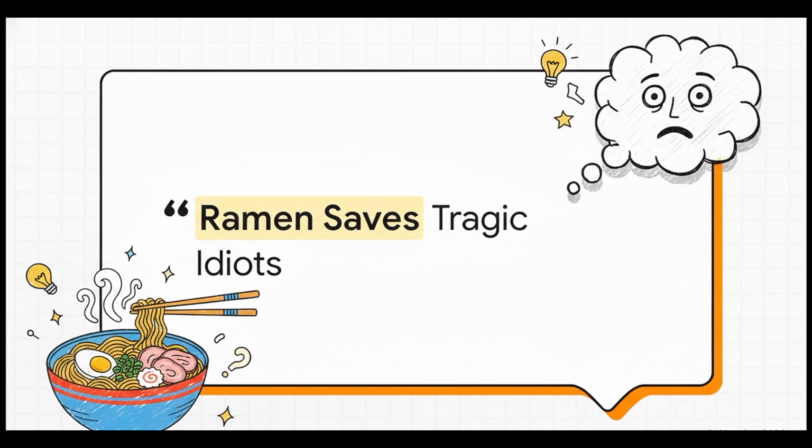And you know what's coming, right? We need a way to remember this. For our 4 methods, revisit, separate, rephrase, restrict, just think about this. Ramen saves tragic idiots. Yep, another one you're not going to forget. Put that one in your back pocket.